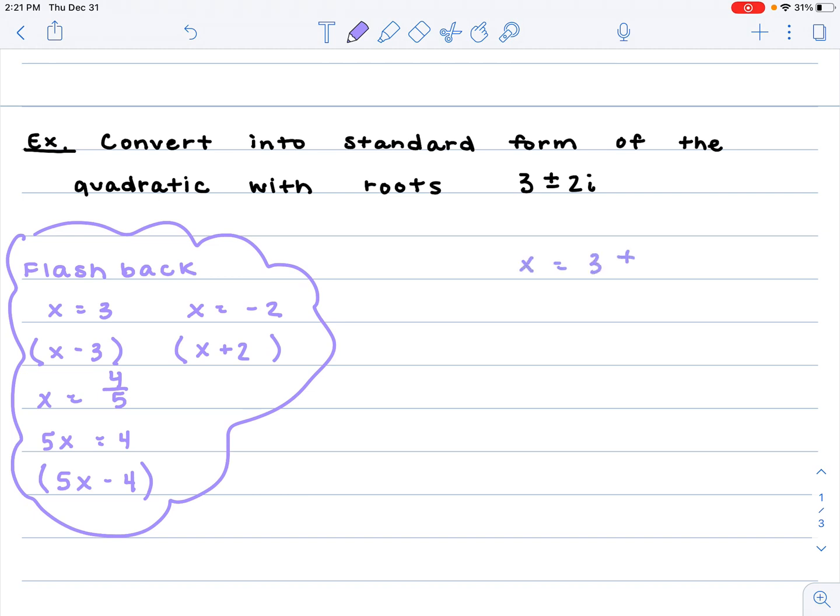So I have x equals 3 plus or minus 2i. So our goal is to move everything over. All right, so I'm going to move that 3 over first. How do I get that 3 over there? I subtract it. So I've got x minus 3 equals plus or minus 2i. Whenever we see that plus or minus, think about what operation gave us that. Usually when we take the square root of something, we get that plus or minus. So to get rid of that, we're going to do the opposite of square rooting. The opposite of square rooting is squaring both sides. So we're going to square both sides.